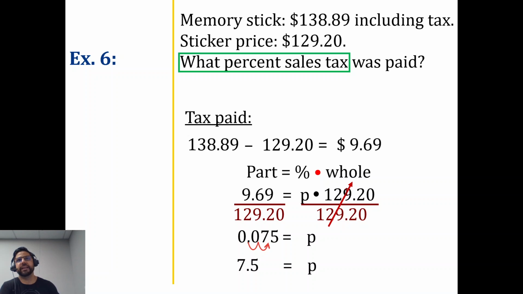I think Chino Hills is 7.75%. LA, like LA County, but I think LA City specifically is like 10.25%. That's bad. Don't forget our percent symbol.